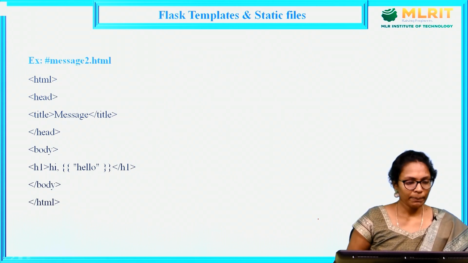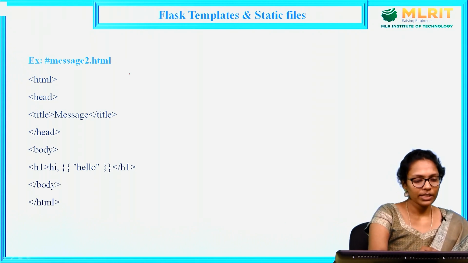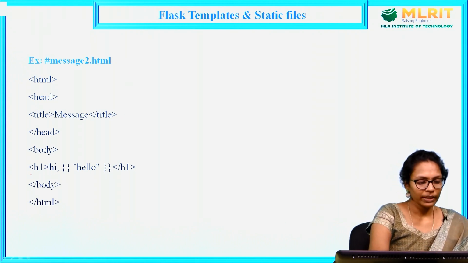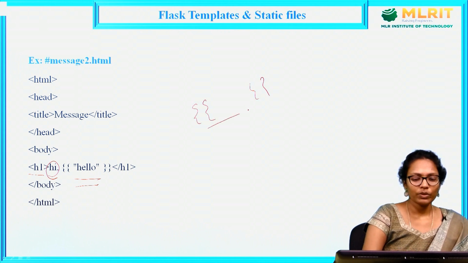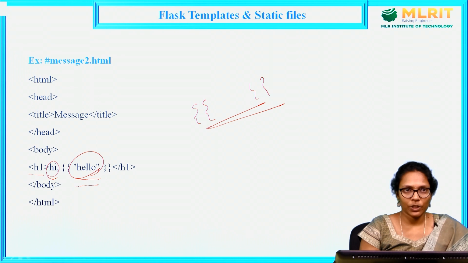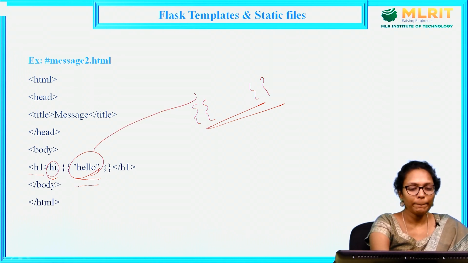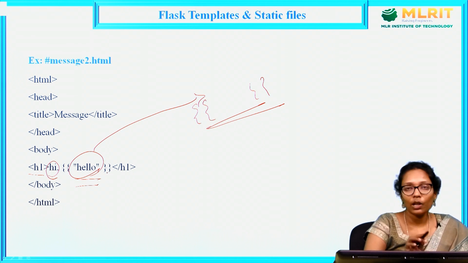Coming to the example, here is a simple example. Within this HTML file, I'm just displaying a heading, hi, comma, hello. But this hello is actually a Python statement. Why am I saying it's a Python statement? Because I'm using these braces. Within these braces, I'm simply writing hello. If I write the symbols, that indicates an expression. So that means hello will be printed. It will be considered a print statement. So hi comma hello will be printed.